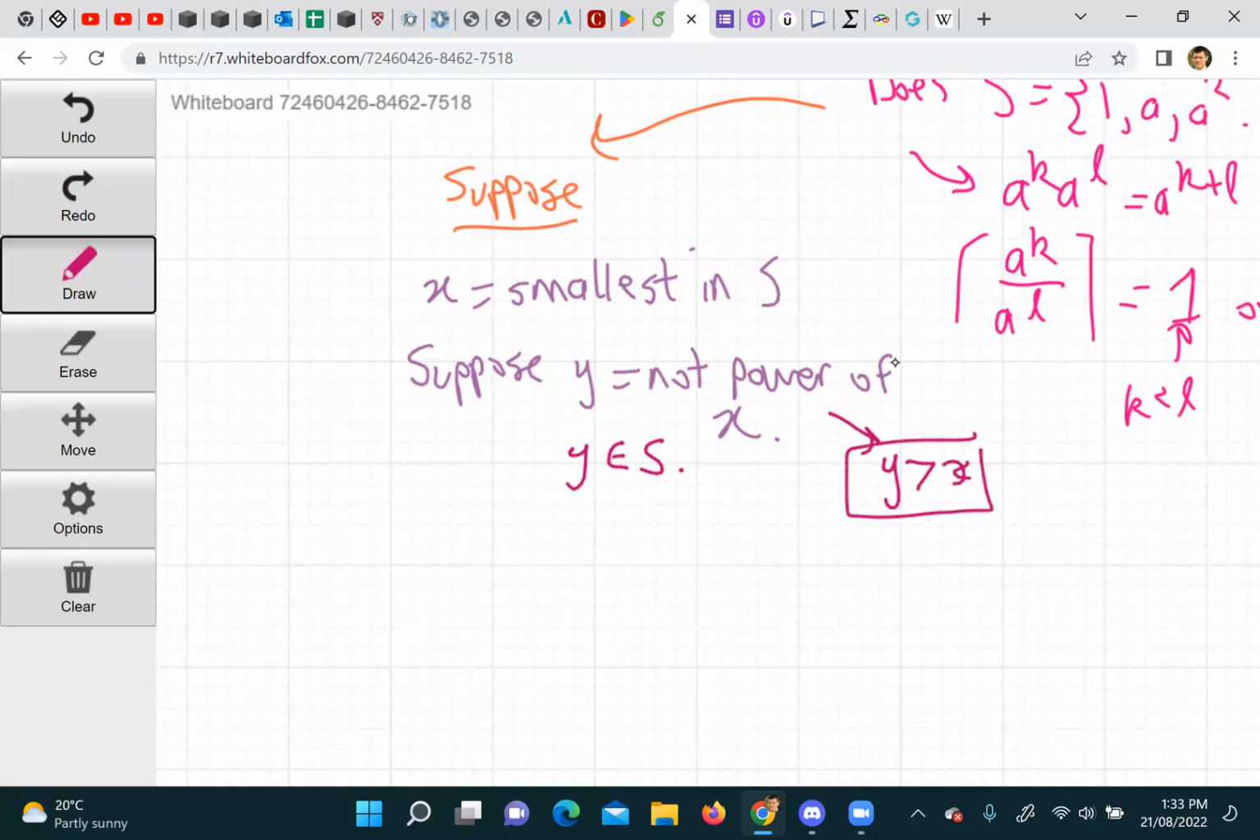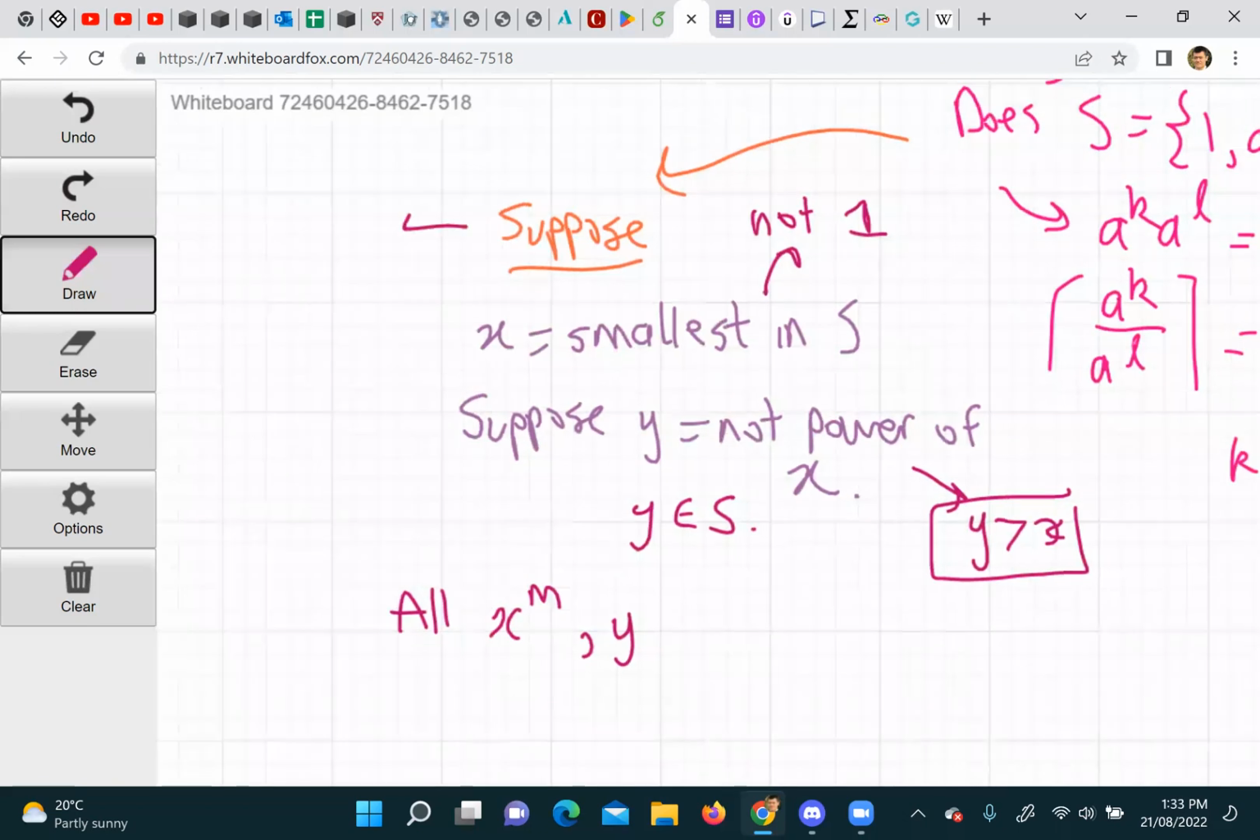x is small, so we know that all... Suppose x is the smallest in S where x is not 1, right? Yeah, not one. So in this we are supposing S is not equal to just one. If x is the smallest number in S that's not one, suppose y is not a power of x.